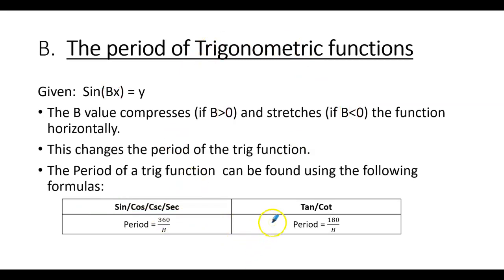But before we do, let's talk about tangent and cotangent. Tangent and cotangent have different periods usually. Usually they're just 180. Okay, so it's a little bit different for those two. But you still divide by b. Okay. All right, so that being said, we're ready to go ahead and jump into our first example here.